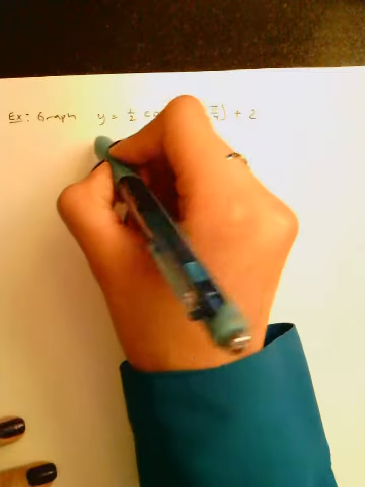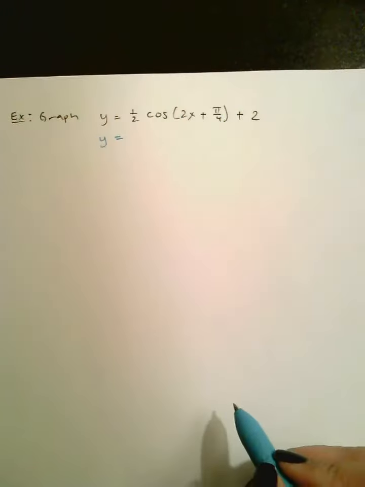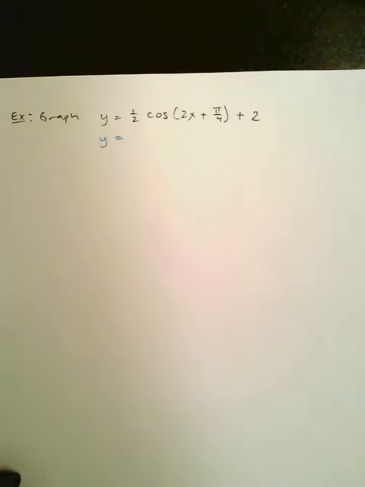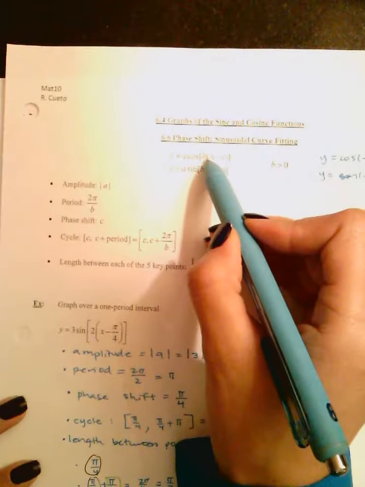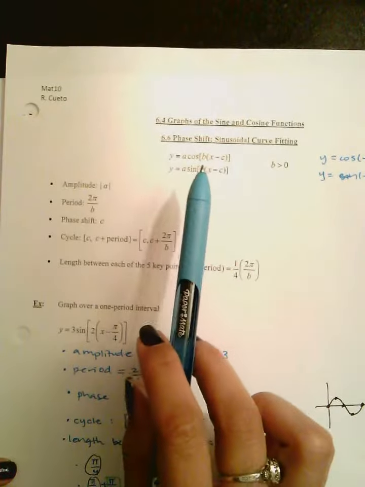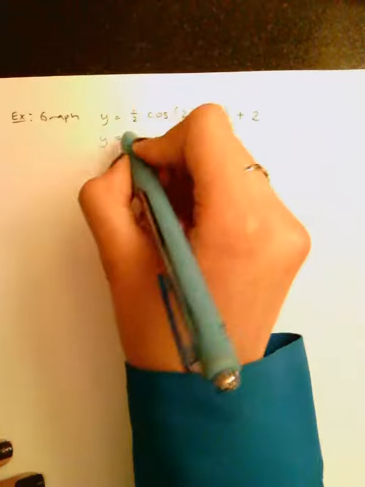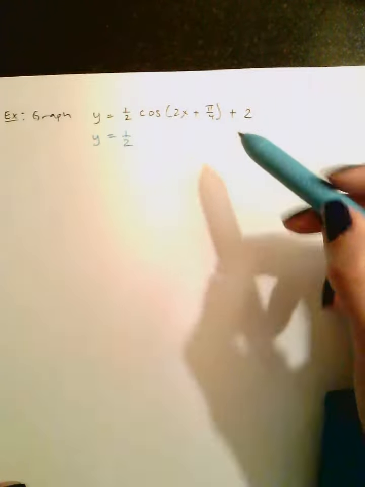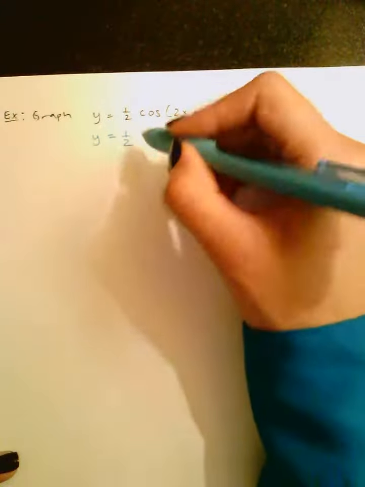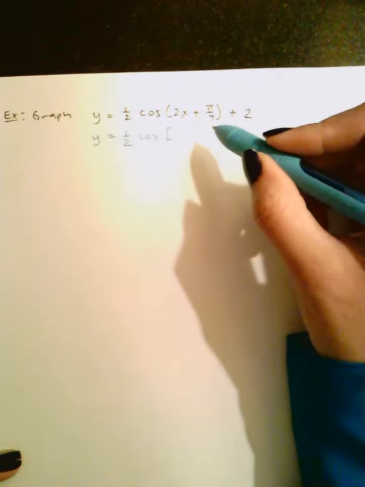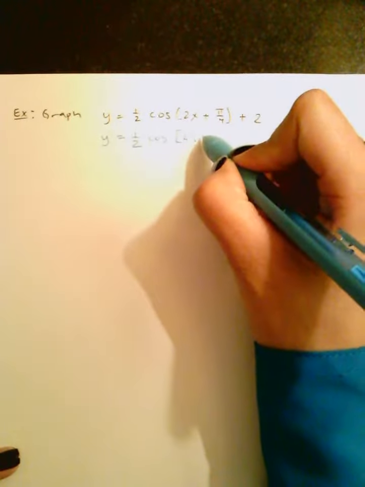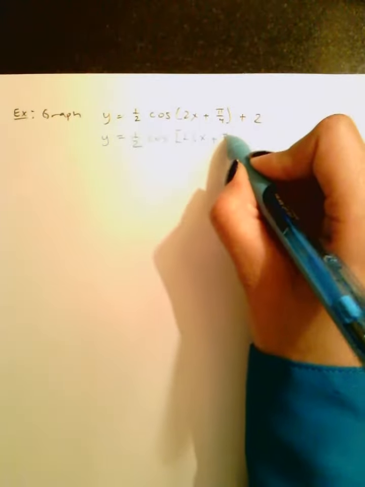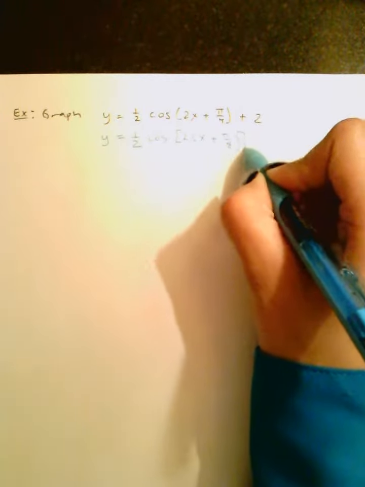Before I can actually graph it, let's put it into the form that we want it in. We want to make sure we don't have a number in front of the x, so we want b separate from the x. Just like we did on the previous example, we're going to take out that 2. In other words, we're going to divide it out. So cosine of 2 times x plus, and then pi over 4 divided by 2 gives me pi over 8. And this is plus 2.